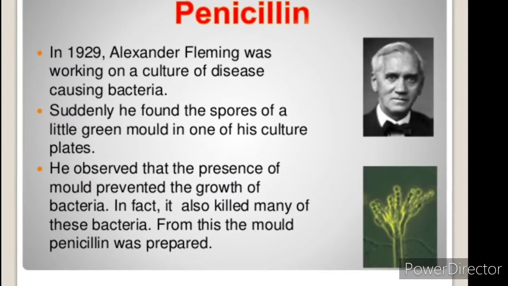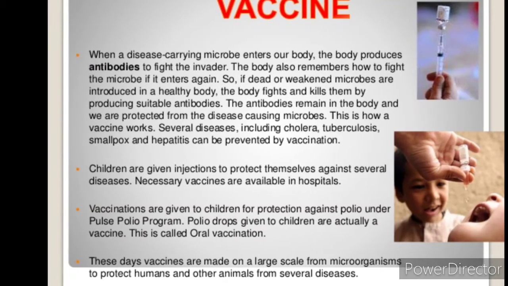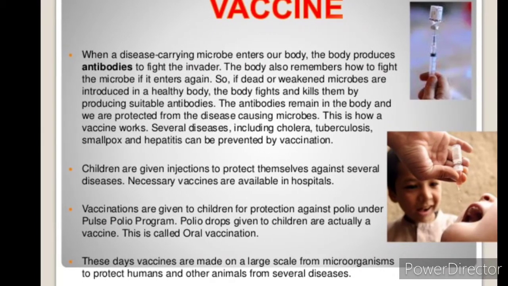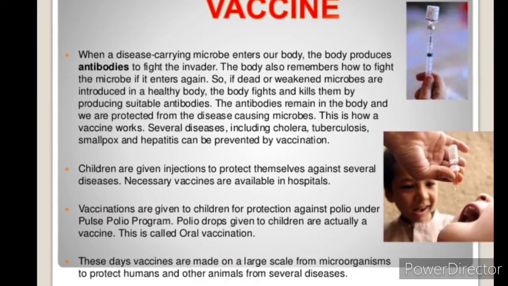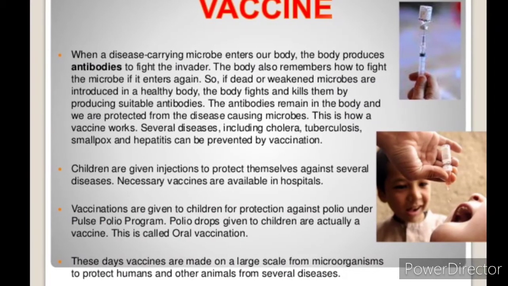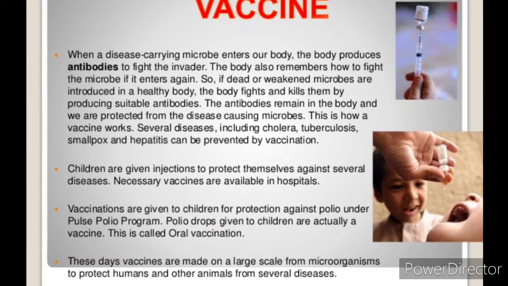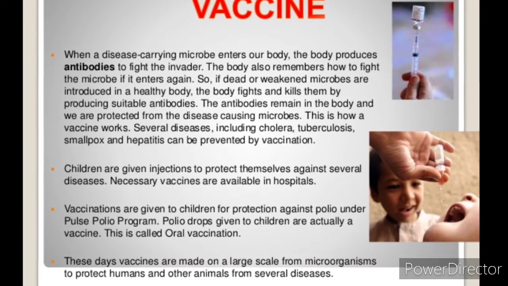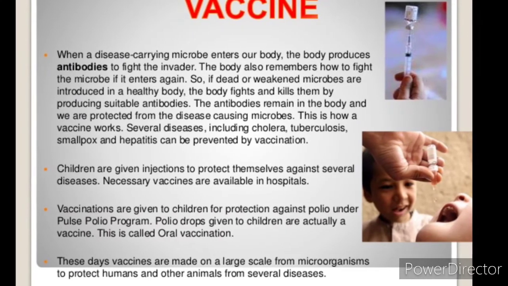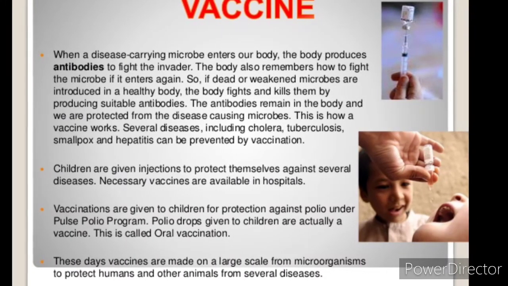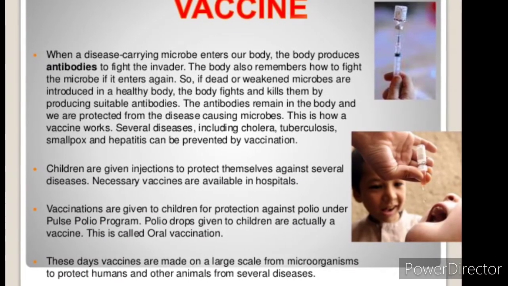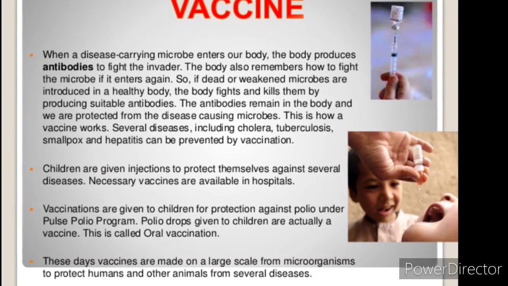Let us discuss vaccines. When disease-carrying microbes enter our body, the body produces antibodies to fight the invader. The body also remembers how to fight the microbe if it enters again. So, if dead or weak microbes are introduced into a healthy body, the body fights and kills them by producing suitable antibodies. The antibodies remind the body, and we are protected from disease-causing microbes. This is how a vaccine works. For several diseases including cholera, tuberculosis and smallpox, we have to give the vaccine.